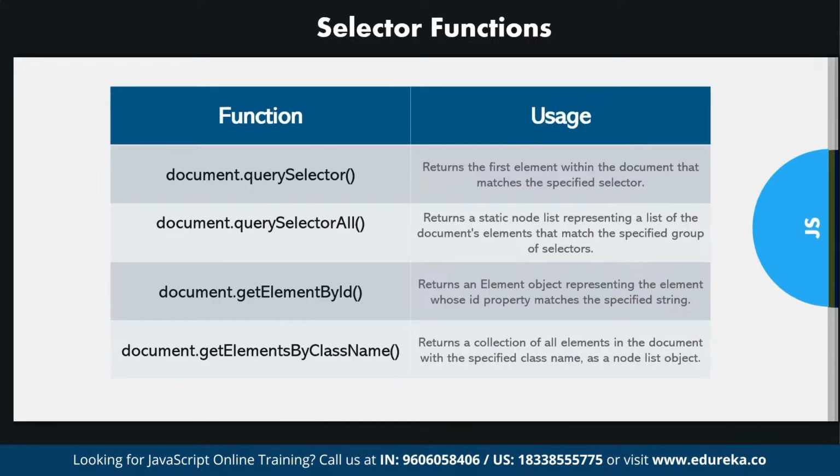So the first function that we have is document.querySelector. It'll take in an argument of the query name, and it returns the first element within the document that matches the specified selector. Secondly, we have document.querySelectorAll. Now this returns a static node list representing a list of the document's elements that match a specified group of selectors. So basically, if you're finding all the p tags in a document, you can use document.querySelectorAll. Next, we have document.getElementById. This returns an element object representing the element whose ID property matches the specified string. Also, we have document.getElementsByClassName, which returns a collection of elements in the document with the specified class name as a node list object.